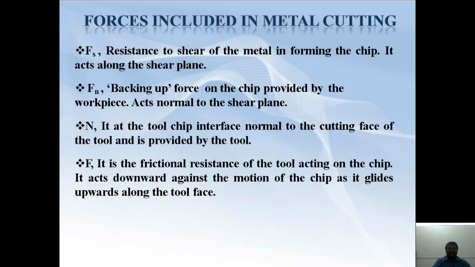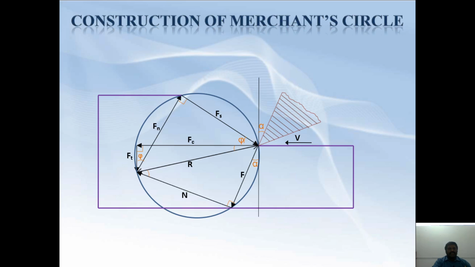So here these forces are included in metal cutting: Fs, Fn, N and F. Already we have discussed what Fs, Fn, N and F are: the metal resistance, the backing up force and the frictional resistance. Now coming to the joining of two triangles, that is the construction of the Merchant circle.